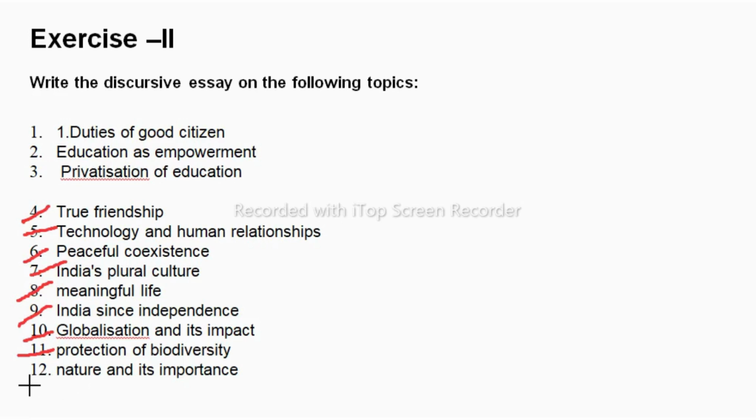Now let's see the last one, nature and its importance. Here you can start your essay like this: a life in tune with nature is serene, peaceful, and balanced. In olden days, people used to live according to natural laws. Nature takes care of the ecosystem in a creative way. Nature also plays an essential role in human life.